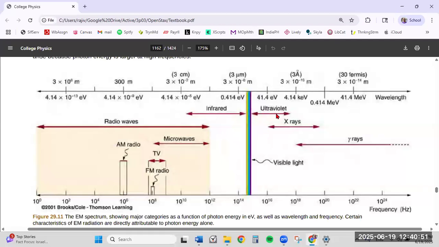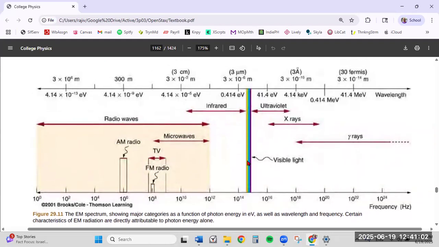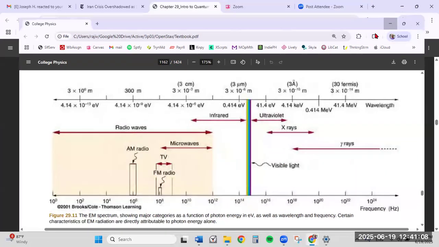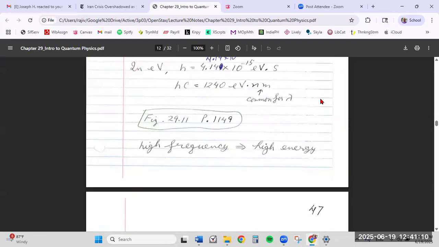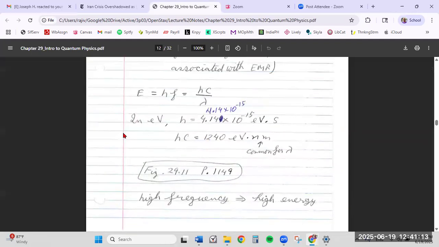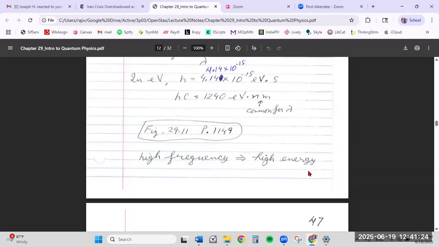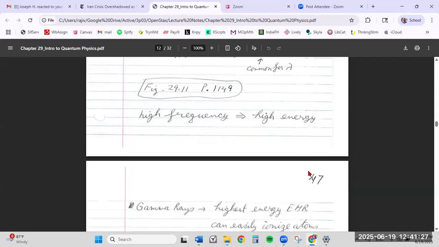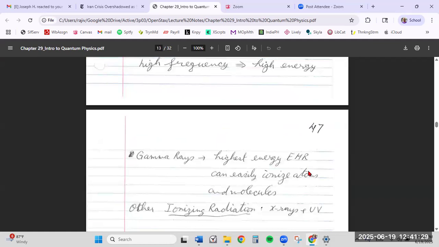And then as you go to higher frequencies, you get ultraviolet rays and then X-rays. And then the highest frequency is gamma rays. So this is the electromagnetic spectrum and different parts of it. Now, since energy is directly proportional to the frequency, high frequency on that spectrum corresponds to high energy. So gamma rays are the highest energy photons, and radio waves are the lowest energy.